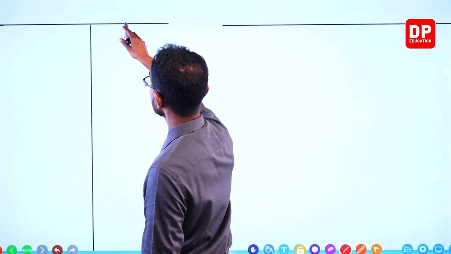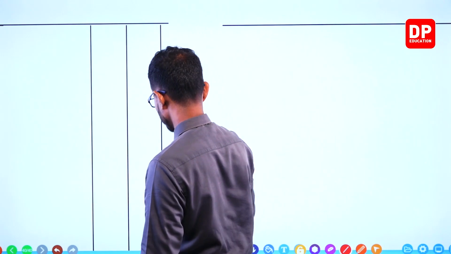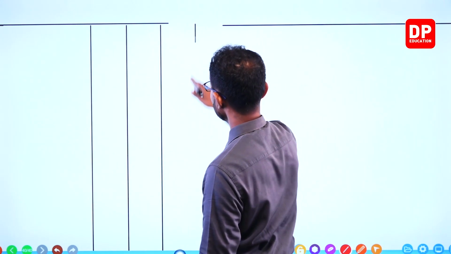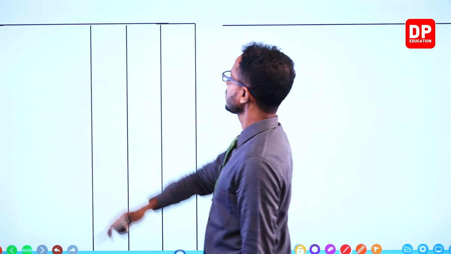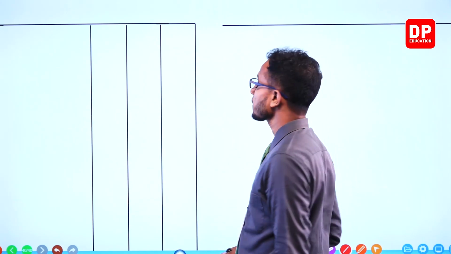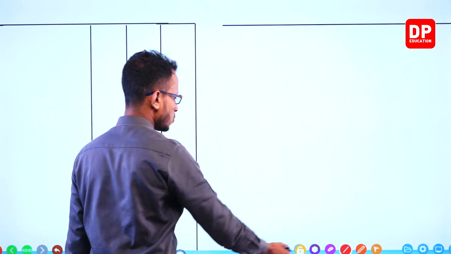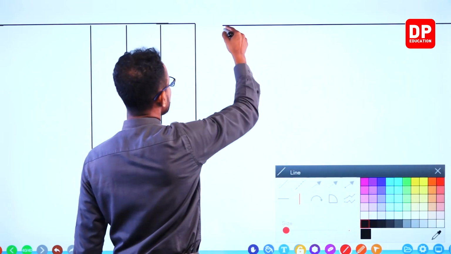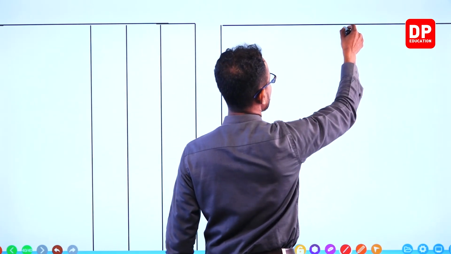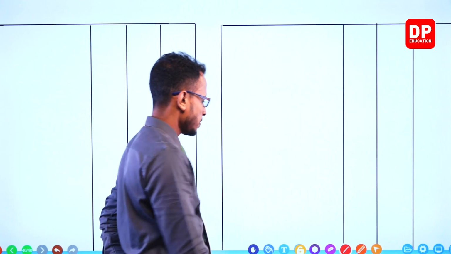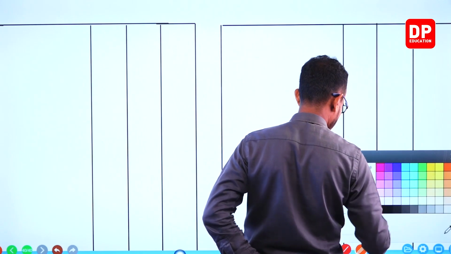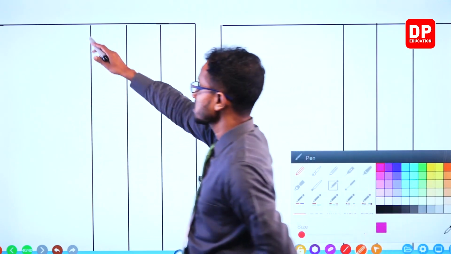One, two, three columns. On this side also one, two, three columns. I mean, for the amounts, you need three columns. Then the names, I mean the titles.